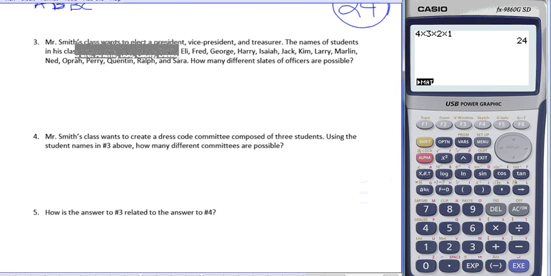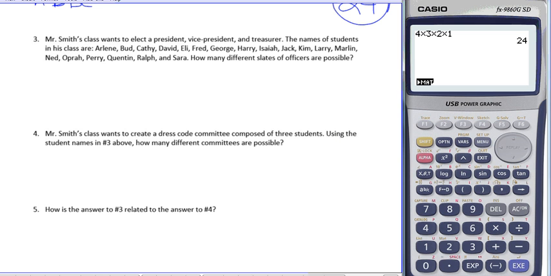In number 3, we have Mr. Smith's class. It says Mr. Smith's class wants to elect a president, a vice president, and a treasurer. The names of students in his class are Arlene, Bud, Kathy, David, Eli, Fred, George, Harry, Isaiah, Jack, Kim, Larry, Marlon, Ned, Oprah, Perry, Quentin, Ralph, and Sarah. Okay, that's a lot of kids. If we listed them out, we could count them. There are 19 students in there. How many different slates of offices are possible?